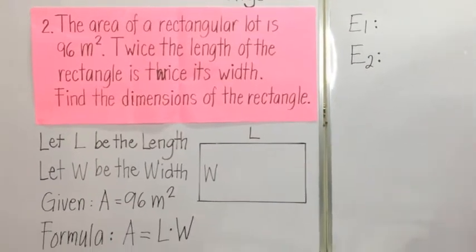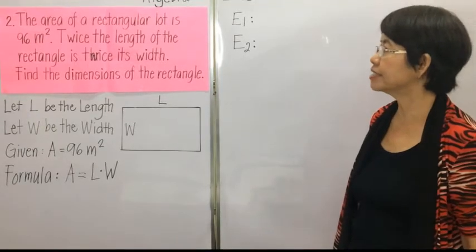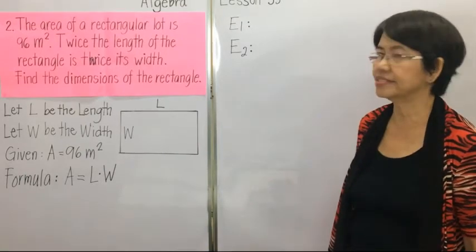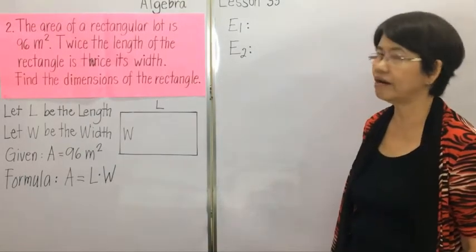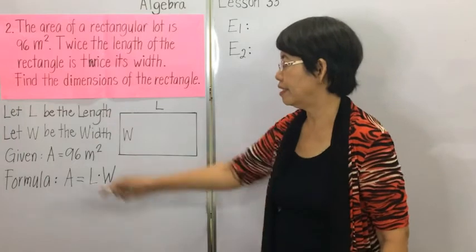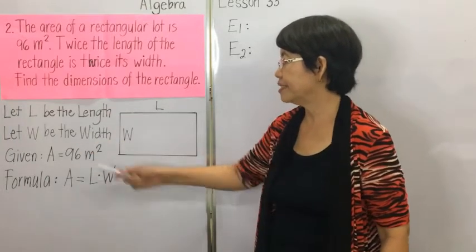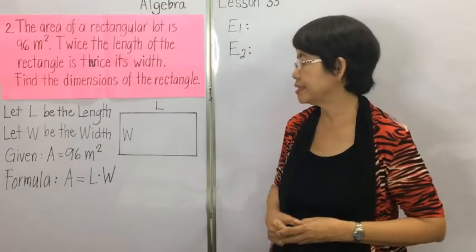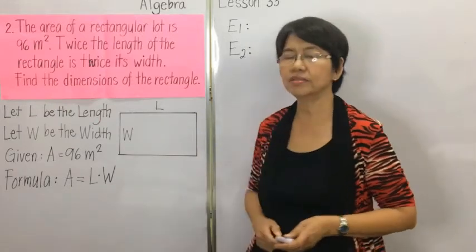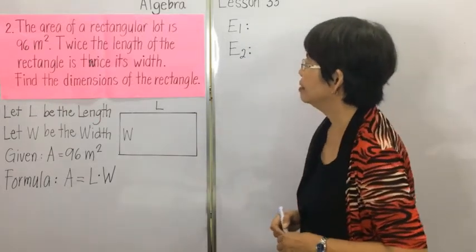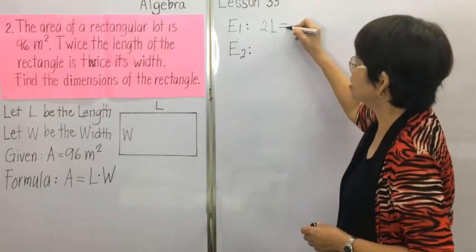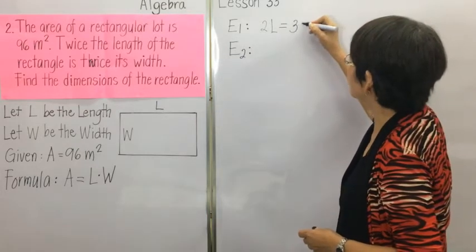For our problem number 2, we have the area of a rectangular lot is 96 meters squared. Twice the length of the rectangle is thrice its width. Find the dimensions of the rectangle. So let L be the length and let W be the width, given that the area is equal to 96 meters squared. So we will be using the formula area is equal to length times width. And it says twice the length, 2L, is equal to thrice the width.